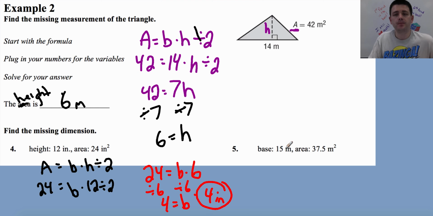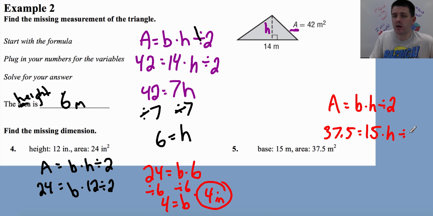So one more here. My base is 15, my area is 37.5. So again, work with what you know. Base times height divided by 2. My area is 37.5. My base is 15. I don't know my height, so I leave it there. Divided by 2. Do the math you can. 15 divided by 2 is 7.5 times my height is equal to 37.5.